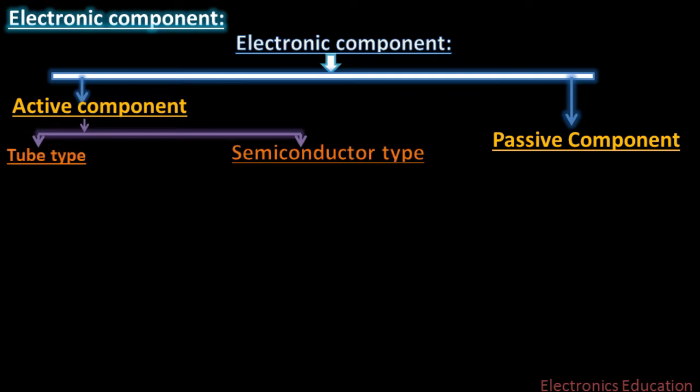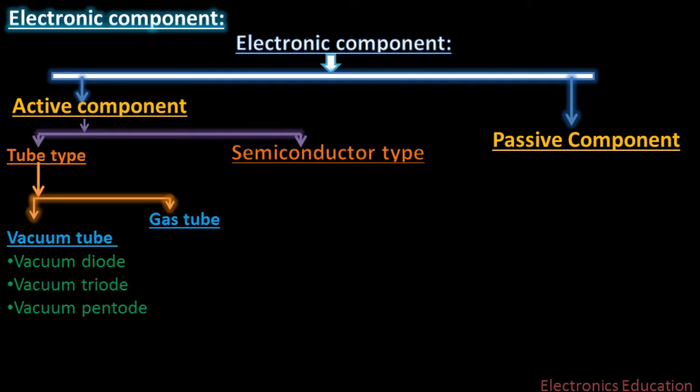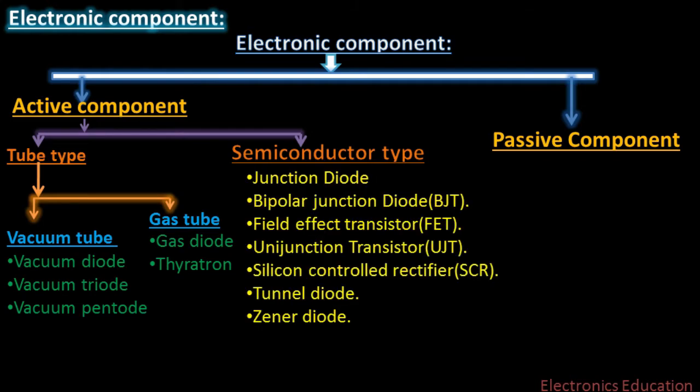The tube type device is further divided into two categories: vacuum tubes such as vacuum diode, vacuum triode, vacuum tetrode and vacuum pentode, and the gas tubes such as gas diode and thyratron. The semiconductor devices include junction diode, bipolar junction transistor, field effect transistor, unijunction transistor, silicon controlled rectifier, tunnel diode and Zener diode. Tube type devices came into existence first, but they have been replaced by semiconductor devices because of their inherent advantages. Passive components include resistor, inductor and capacitor.